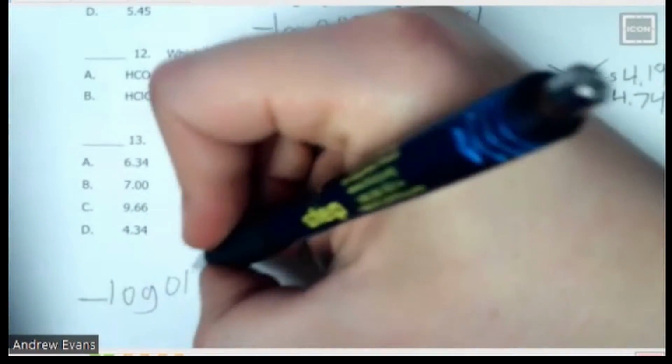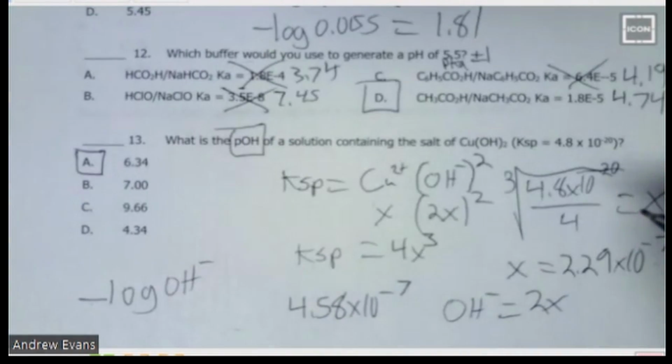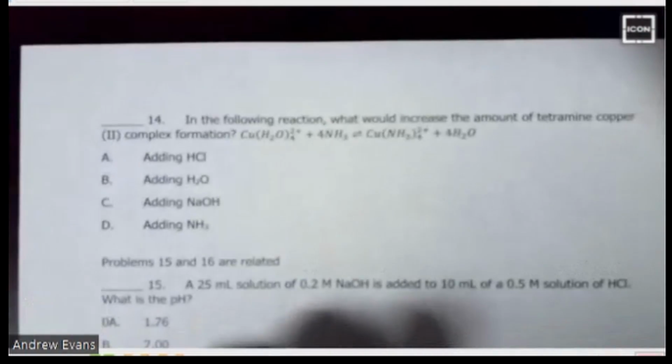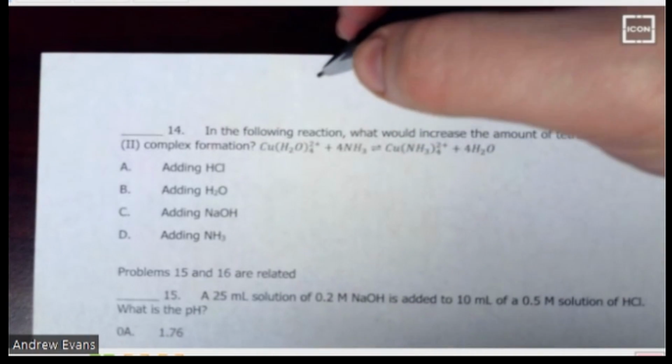Finally, the negative log of OH minus gives us our pOH. So negative log of that answer. It is mildly basic with a pOH of 6.34. Not much, but enough. This one, maybe arguably, it's supposed to be just a simple Le Chatelier.